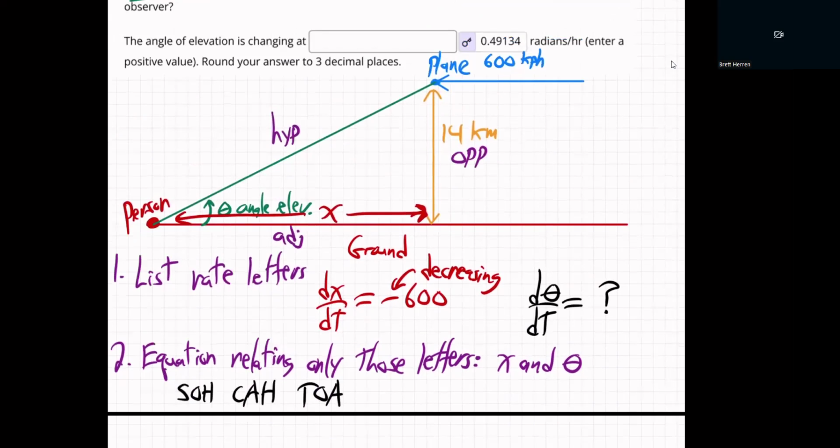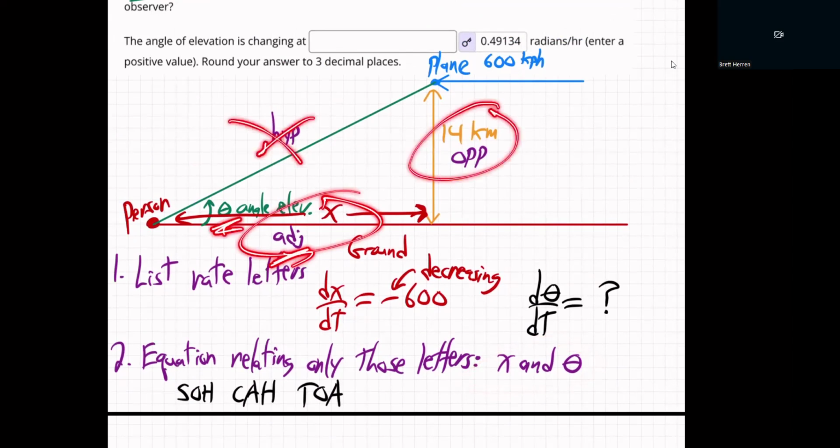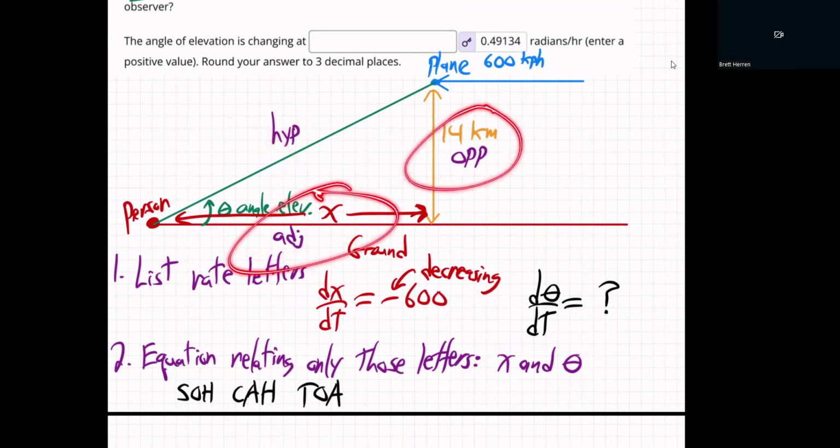People always ask me, Mr., how do you know sine, cosine, tangent? Well, I just look at what I have and what I want. I want x and θ. So here's x, that's the adjacent to θ, and I know the 14. I'm not going to use the hypotenuse at all. Why? I don't know anything about the hypotenuse. I don't have a letter or a number there. I just have x for the adjacent and 14 for the opposite.